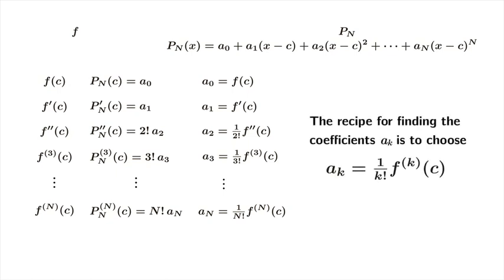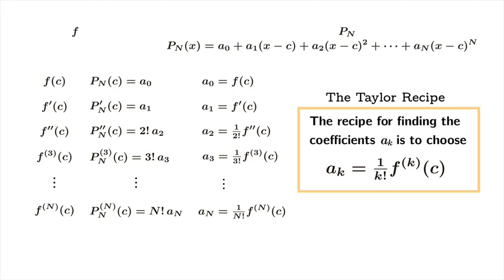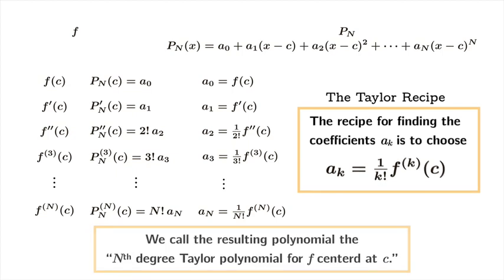So here's our recipe. You can see the pattern. It's quite evident in this list. The recipe for finding the coefficients a_k is to choose a_k equals 1 over k factorial, kth derivative of f evaluated at c. And we're going to call this the Taylor recipe. And by the way, the polynomial we get, we're going to call that resulting polynomial the nth degree Taylor polynomial for f centered at the argument c.